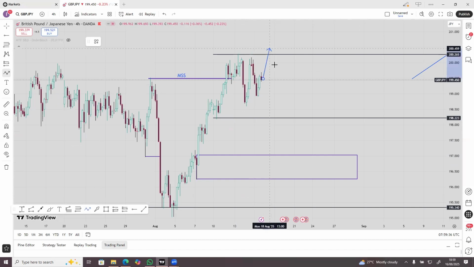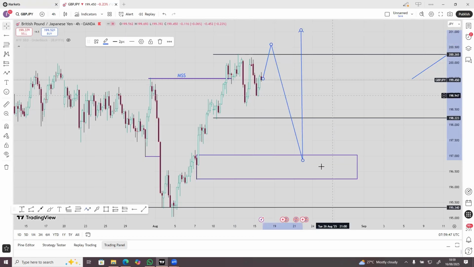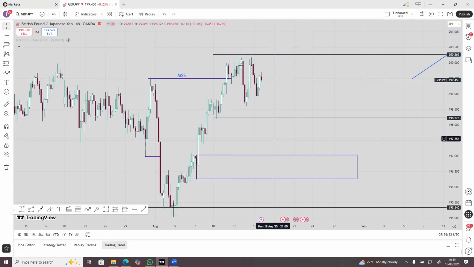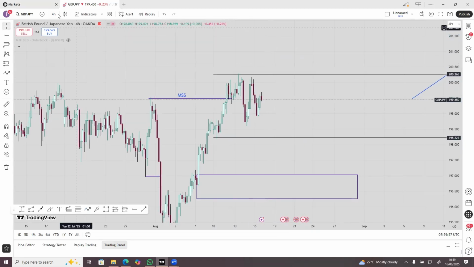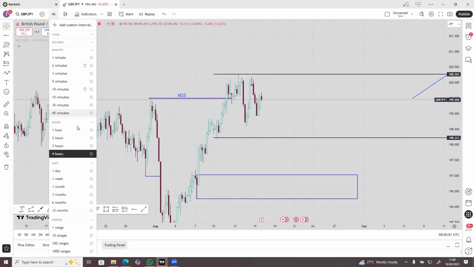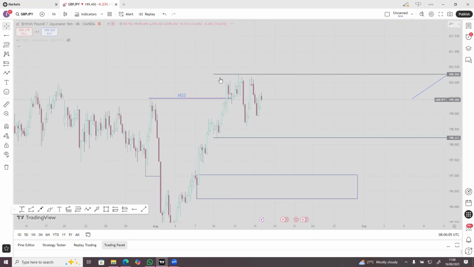After sweeping that liquidity, it may drop to this discount level, mitigating this order block, and then you can find a buy from that block clearly. Okay, so that is the level view. So hapa juu tuna hiyo liquidity ambayo inatakiwa kwa swift, it acted as a magnet to attract price to move toward it. Okay, so let's shift to the 1 hour maybe.